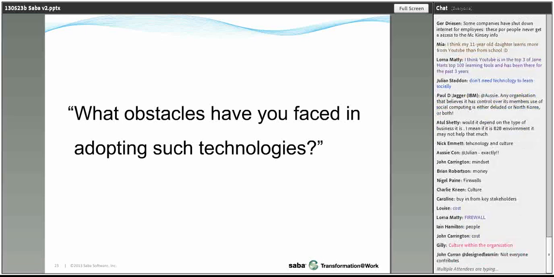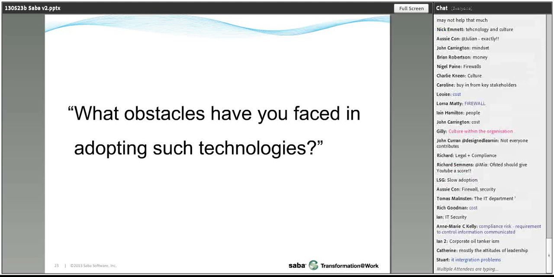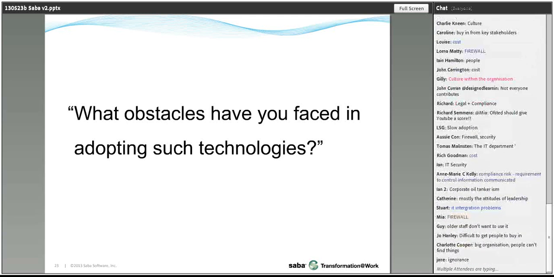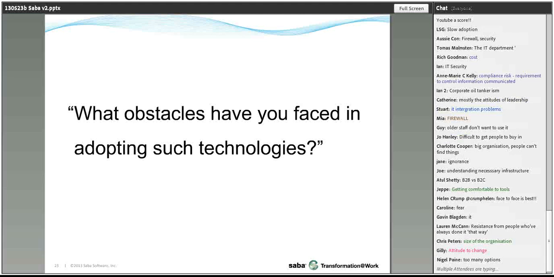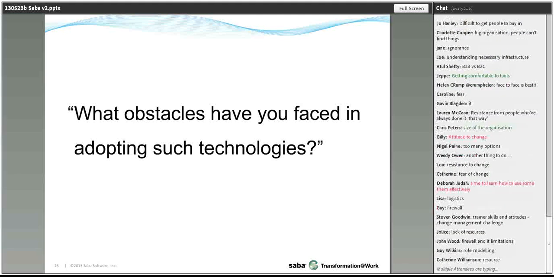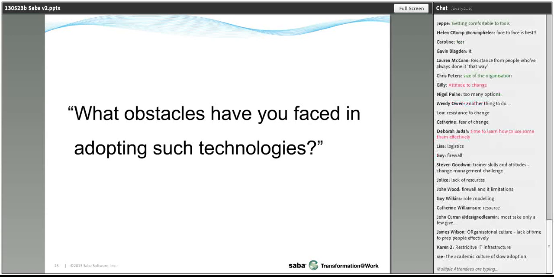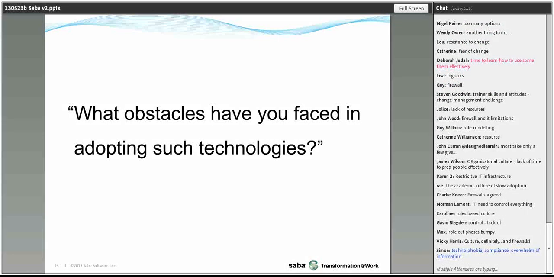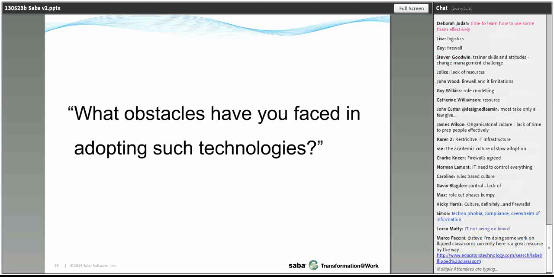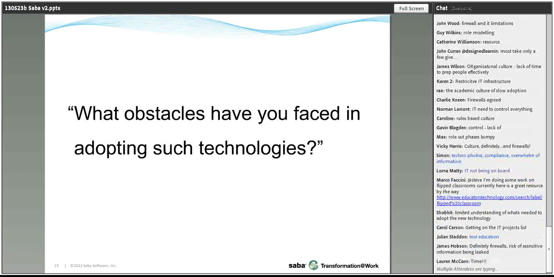Okay, there's words like culture, good, firewalls, money, mindset. What else have we got here? Slow adoption. Quite a consistent series of answers, actually. Firewalls coming up again and again, so is culture. Gosh, attitude to change. Yeah. Excellent. Resources. Yep, resources. Too much choice. Oh, too much choice. Okay, well, I think we've got a general feel for it.